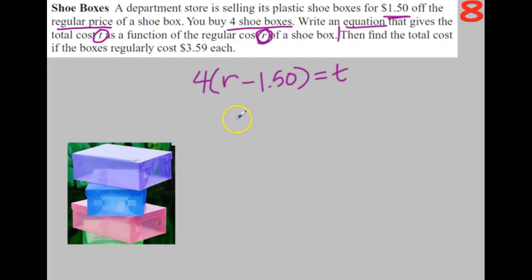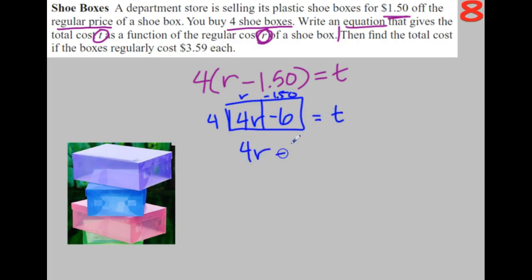We know how to distribute. Four times R is just 4R. 4 times negative 1.50. I'm going to plug that in my calculator. Should get a negative 6. So we have 4R minus 6 equals T.